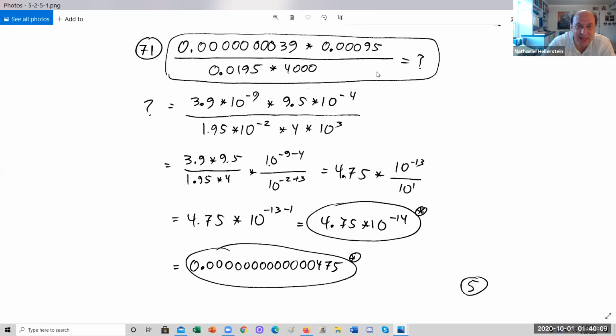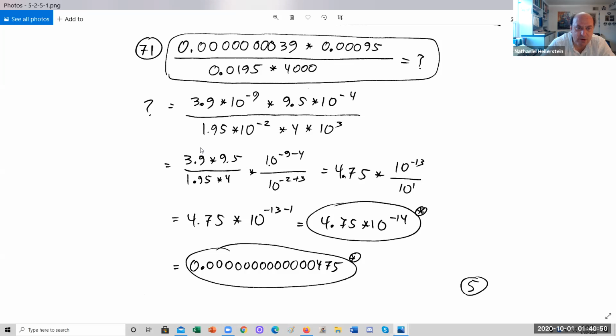Okay, this is a mess. And they asked to write it in scientific and in standard notation. 0.0000000039 times 0.00095 over 0.0195 times 4,000. Oh boy. Okay, well, if you count zeros here and here and here, this is 3.9 times 10 to the negative 9. This is 9.5 times 10 to the negative fourth. This is 1.95 times 10 to the negative 2. And then this is 4 times 10 to the third.